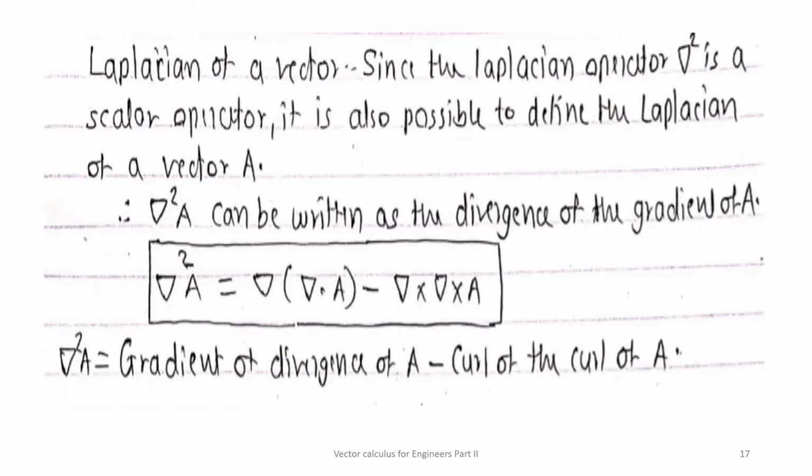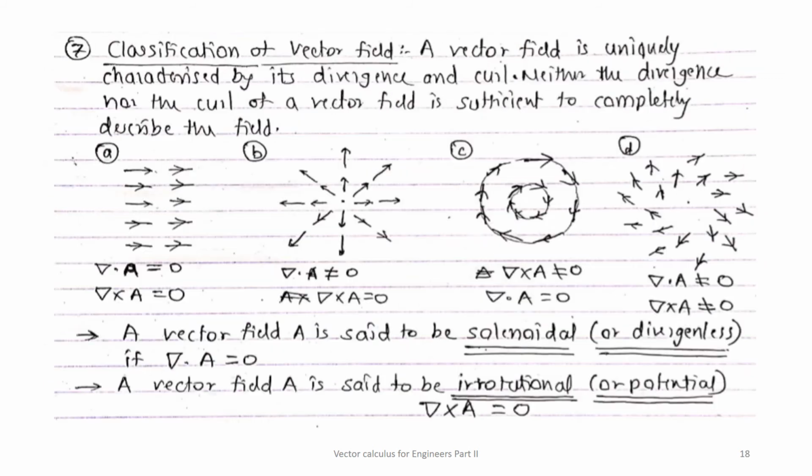Here we will define the Laplacian of a vector field. Since the Laplacian operator del square is a scalar operator, it is also possible to define the Laplacian of a vector. So here we define the Laplacian of a vector, and it can be written as gradient of divergence of A minus curl of curl of A.